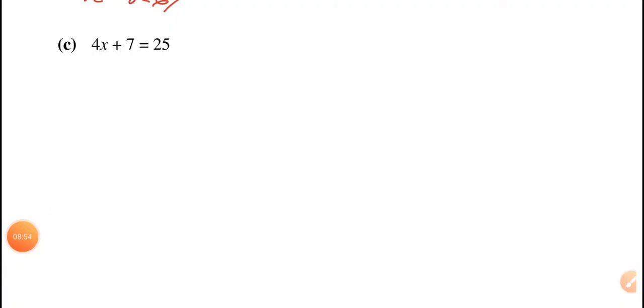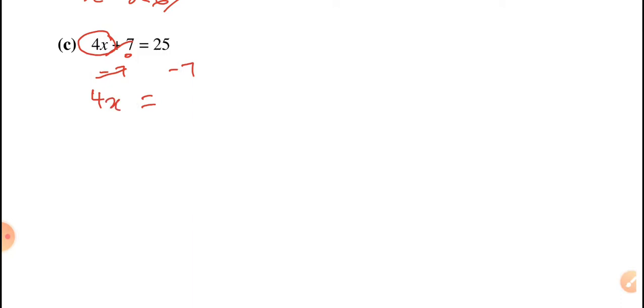And finally, question C, we have to do 4x plus 7 is equal to 25. So this time we're going to get rid of this plus 7. So we'll take away 7 from this side, and we'll take away 7 from this side. On this side the plus 7 and the take away 7 cancel out. We've done nothing to this 4x, so we just copy it down. It stays exactly the same.